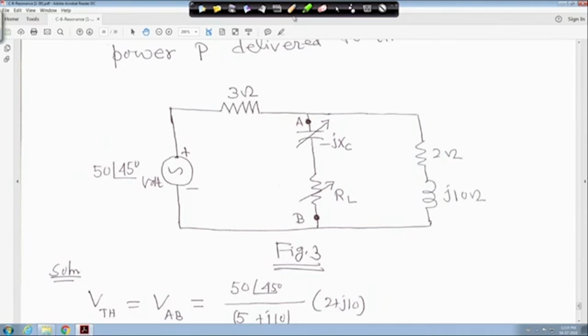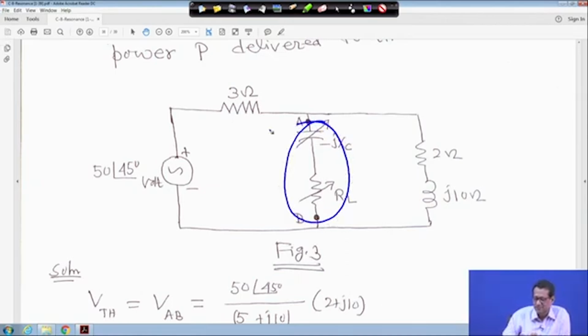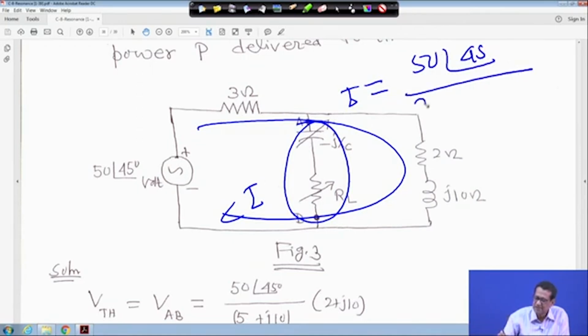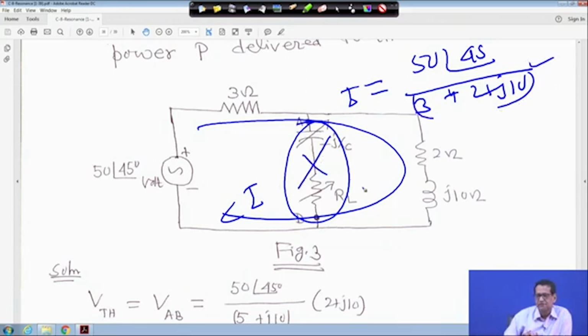V Thevenin means we have solved this like a DC circuit. So for V Thevenin, first you remove the load. Suppose it is not there. As soon as you remove it, you find the current I. So the current I is equal to 50 angle 45 degree divided by 3 plus 2 plus j10. This is the current I, because the load is removed, as we want to get the Thevenin voltage.